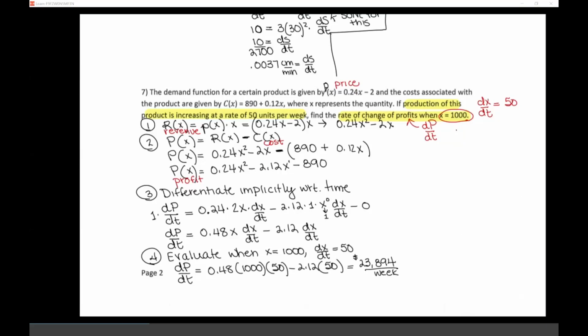So when I'm making 1,000 of these things and I'm increasing production at the rate of 50 units a week, my profit is increasing at a rate of $23,894 per week.